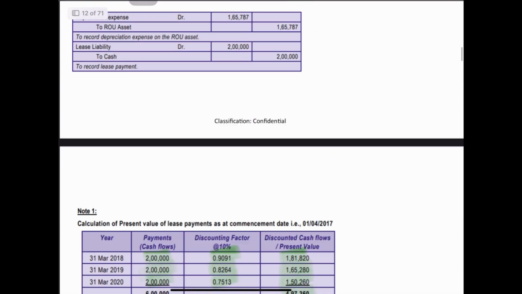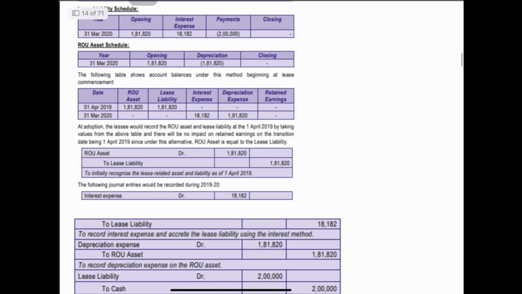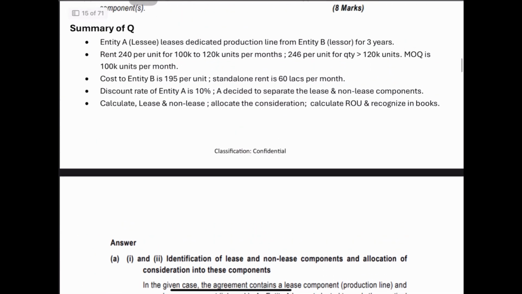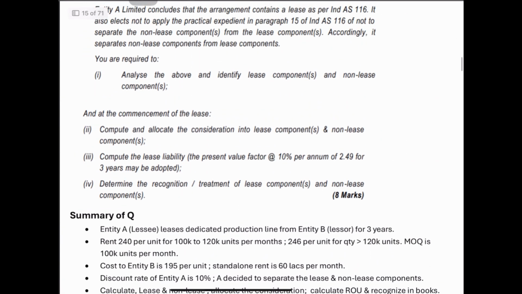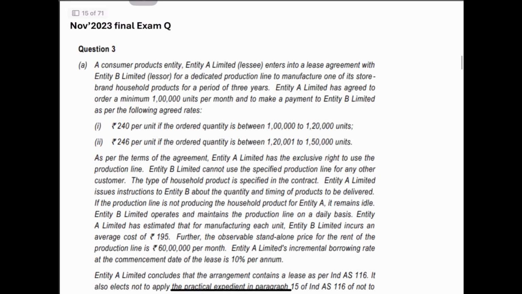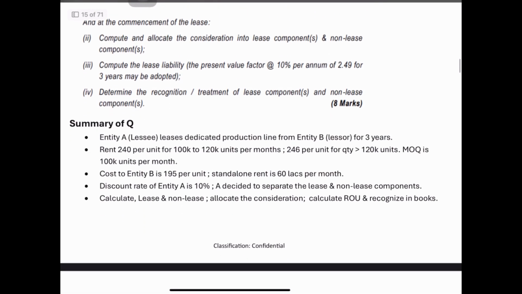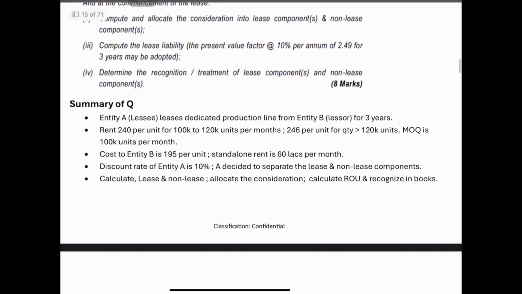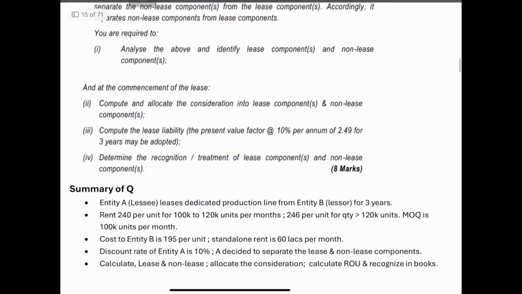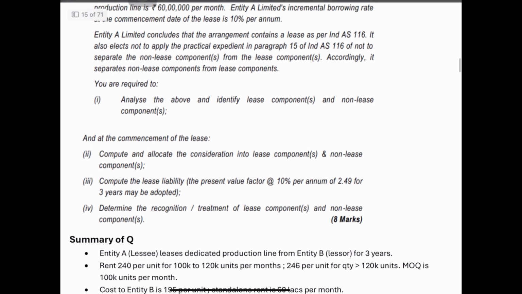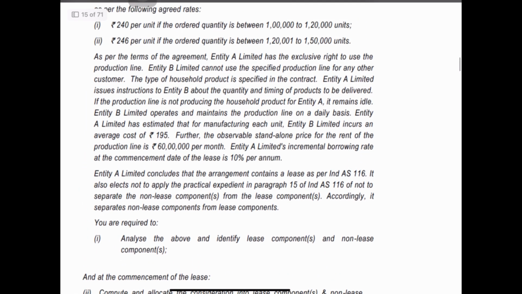So now I will move on to the next sum. Okay, so let's go through this exam. Probably you can take some time to read this question.